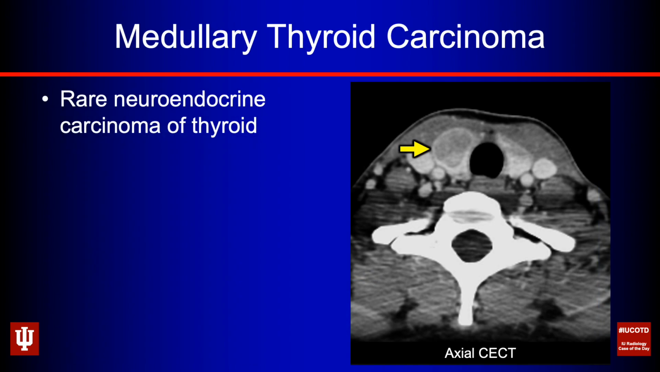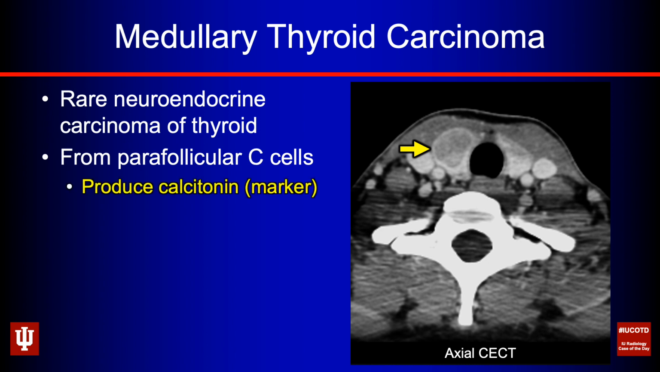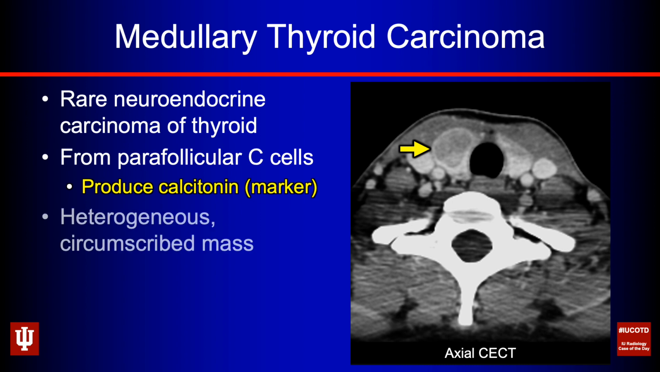Next up is medullary thyroid carcinoma. This is a rare neuroendocrine carcinoma of the thyroid. This arises from the parafollicular C cells. These are the cells that produce calcitonin. Therefore, our serum marker in this case is calcitonin. So for differentiated thyroid carcinoma, we use thyroglobulin as our serum marker. For medullary thyroid carcinoma, we use calcitonin as one of our primary serum markers.